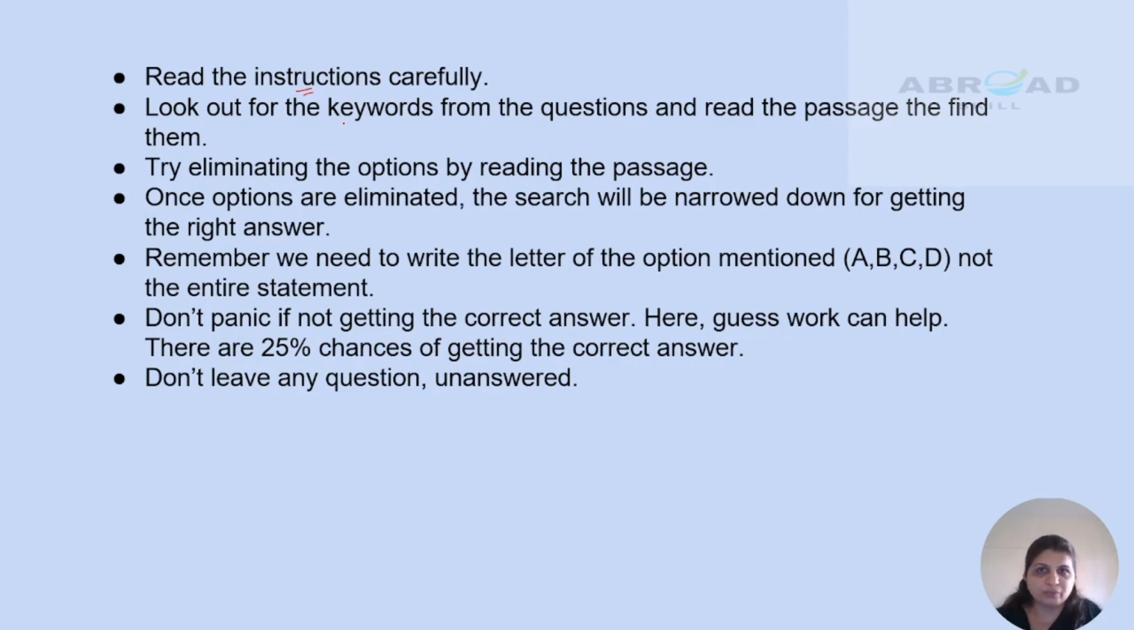First of all, we will be reading the questions. While reading the questions, you will be getting the keywords, as in what the question is asking you about. Based on the keyword, you will be finding that keyword in the passage and this will help you to find the answer. While doing this, you can start eliminating the options. This will help you to reduce to the correct option. Once the options are eliminated, you can narrow down your search by getting to the right answer.